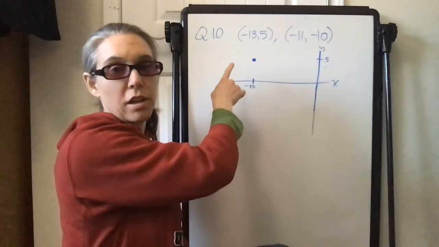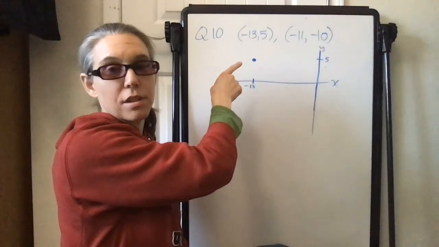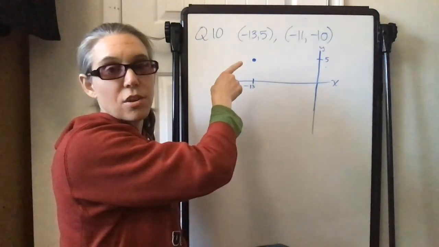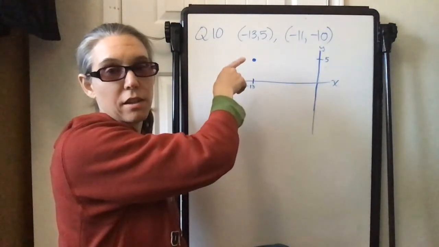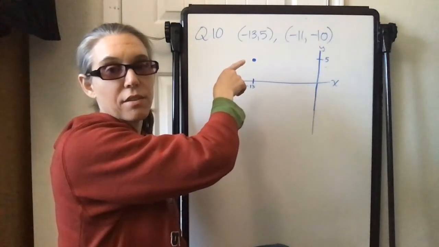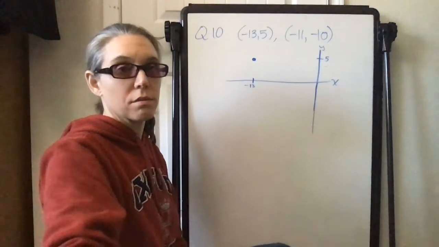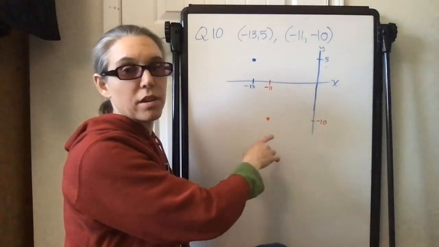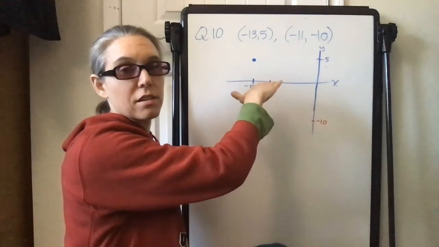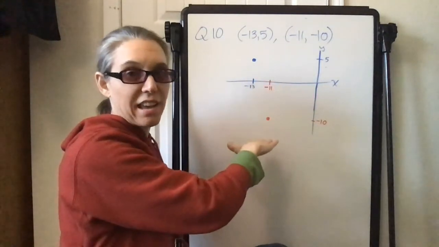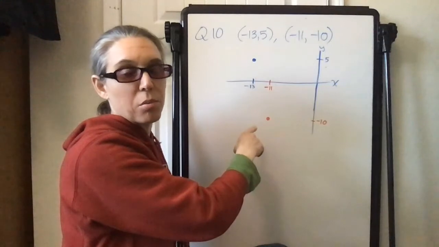I put this point here, -13, 5. It's a rough sketch only. You don't need to put 13 notches, just put a little dot here, roughly at -13, 5. Now for the second point. So here's the second point, -11, -10. I go back 11, down 10, and that gives me my second point.